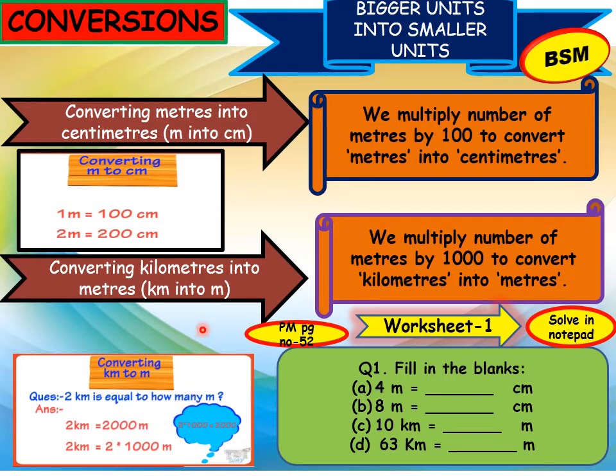Okay, now based on these two, here is worksheet 1 in your maths book. Fill in the blanks. A: 4 meter is equal to how many centimeters? You have to solve all these questions A, B, C, D in your notepad. So try to solve it. B is 8 meter is equal to how many centimeters? C is 10 kilometer and D is 63 kilometer. So I am giving you some time to think and solve.